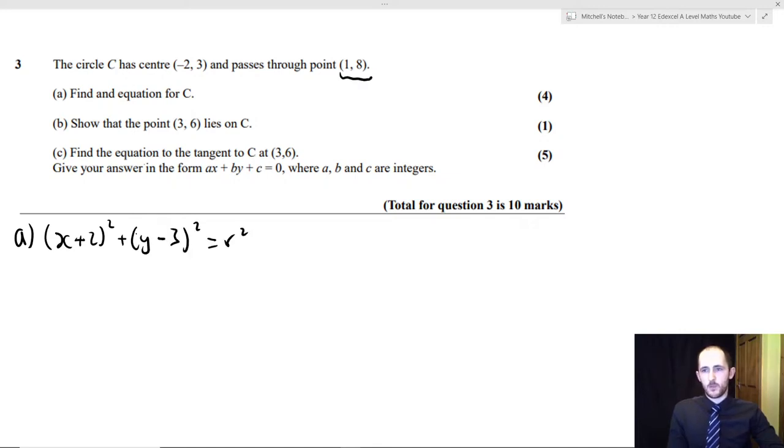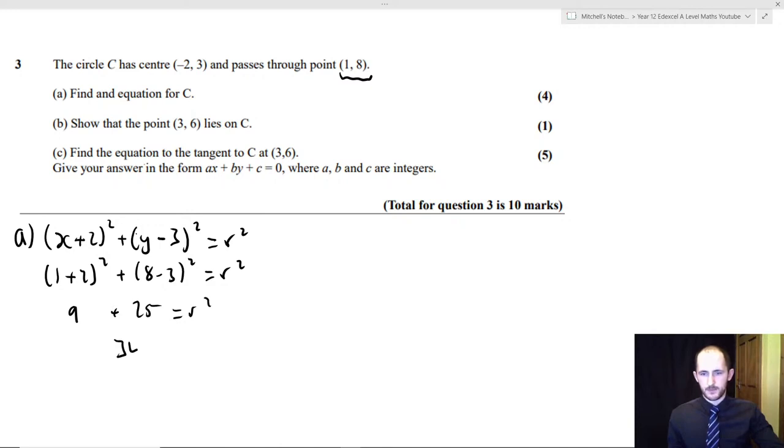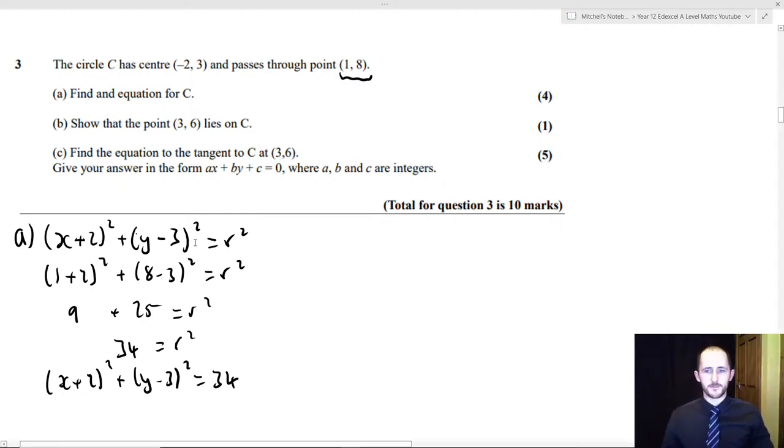And again, it passes through the point (1, 8), so we can sub those values in. Perfect. 3 squared is 9, and 5 squared is 25. So we have 34 equals r squared. And that's going to be it as soon as we sub this all back into our equation. And that'll be 4 marks. If you're wondering why the marks are different to the last question, it's because over the years, the number of marks for each question can change, but this is over an extended period of time.